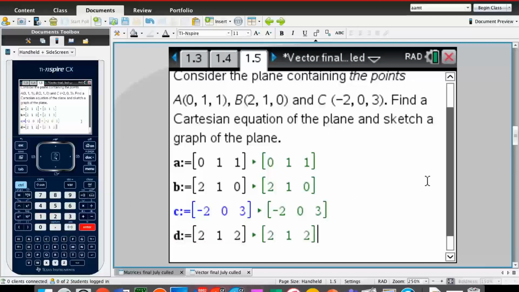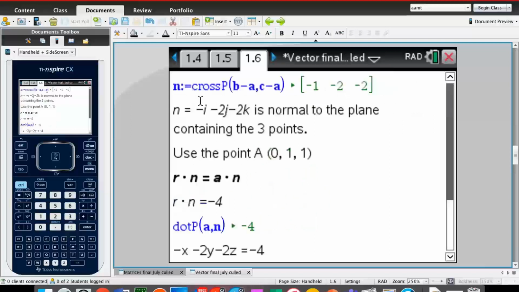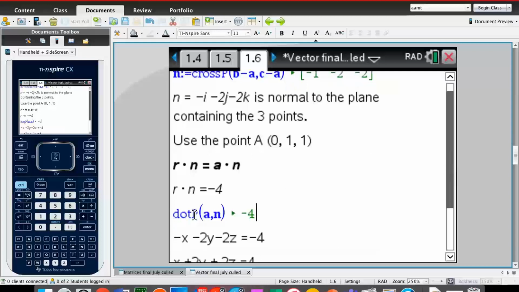Okay. Now, I've got A, B, and C defined. And here's my cross product. So I'm calling it N. And I've defined it as B take A. So that's the vector going from the tail at A going to B and the tail at A going to C. So this vector will be at right angles to the plane. And I'm just going to use the point A. For that, we can use the dot product because we've defined A on the previous page and we've got N defined. So the dot product, dot P, A comma N ends up being -4.